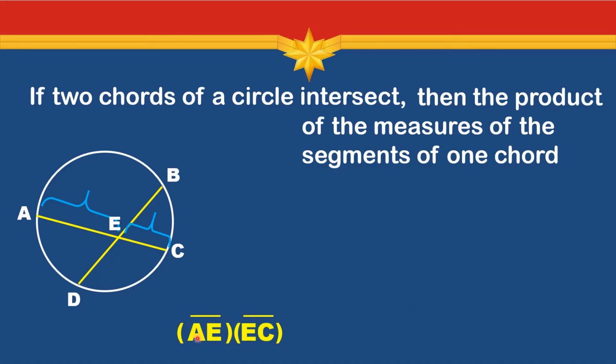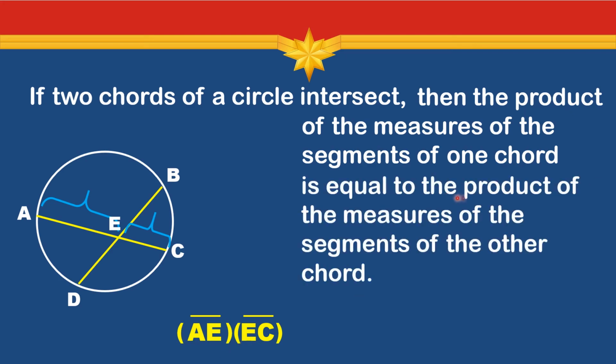Ayan. So, segment AE times segment EC equals the product of the measures of the segments of the other chord. So, multiply naman natin doon sa dalawang naputol na isang chord. So, we have ito yung segment DE at saka yung segment EB. Ayan. Multiply lang yon. Ulitin ko ha. Kapag yung dalawang chords intersect inside the circle, multiply lang natin yung dalawang magkaputol na chord.